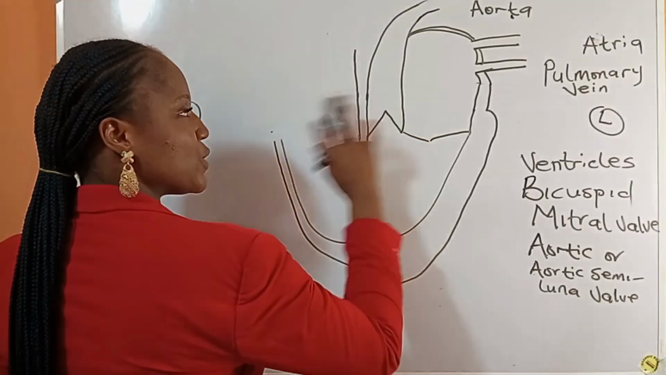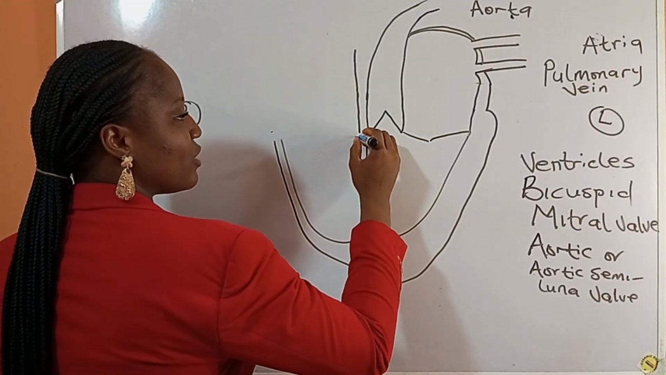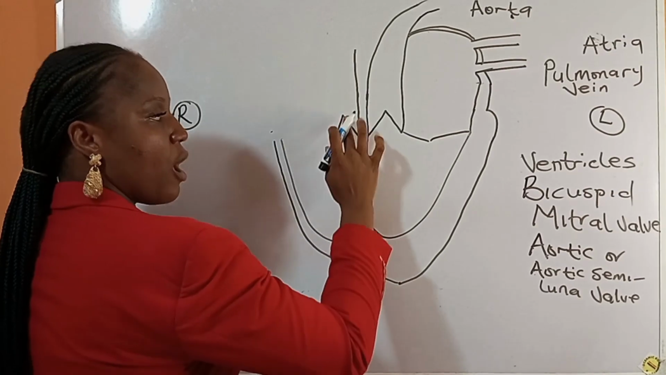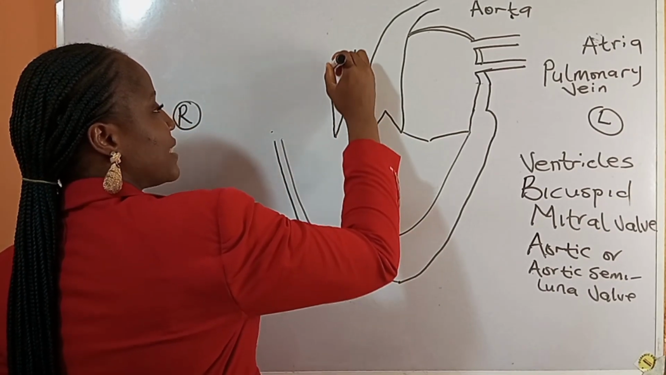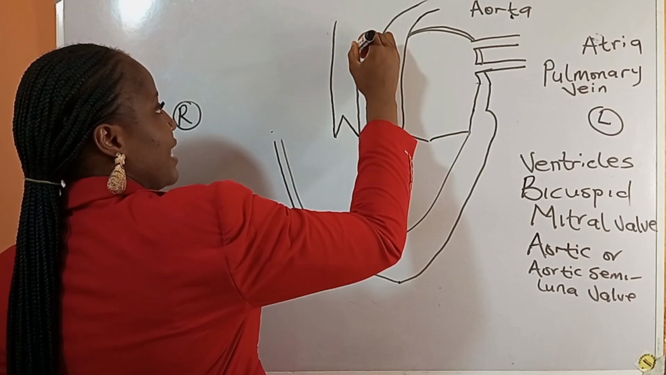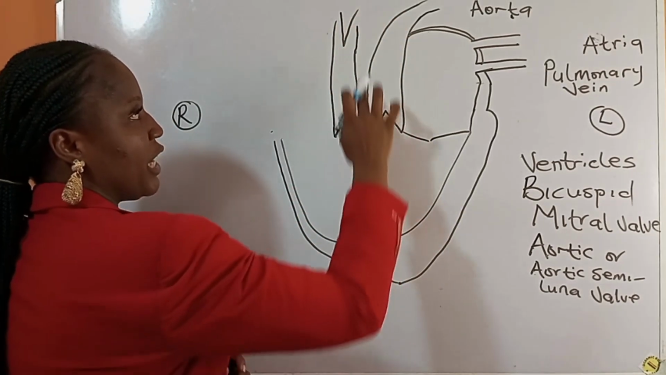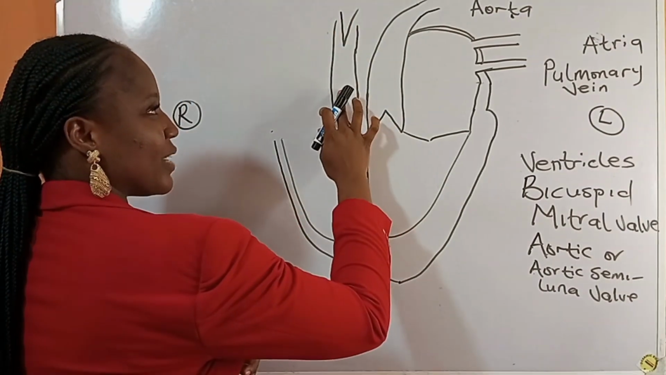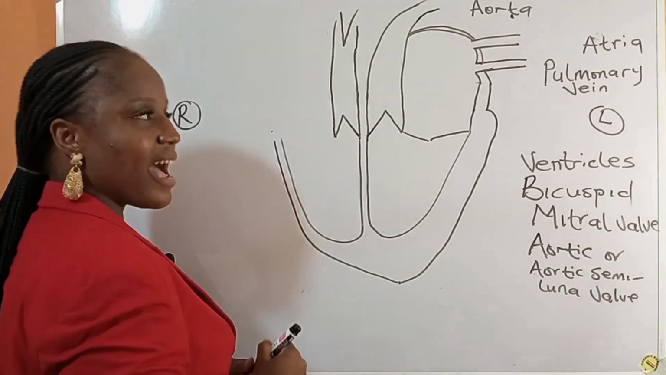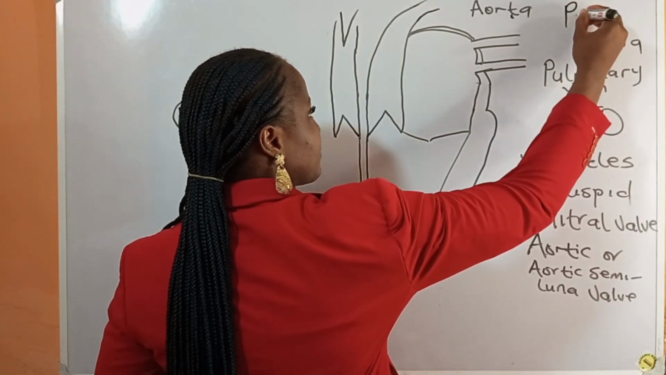Now let's see what happens on the right side of the heart. Just very close to the aorta and the aortic semilunar valve, we have another valve which points upward, and this valve connects to a very big important artery. This artery divides at the top, each branch going to each of the lungs. This artery is known as the pulmonary artery.